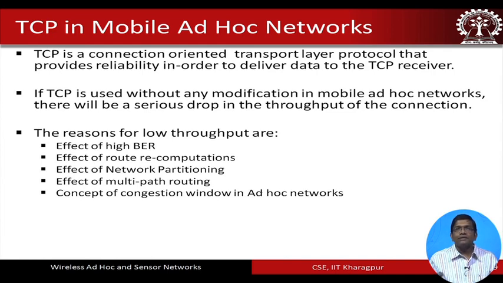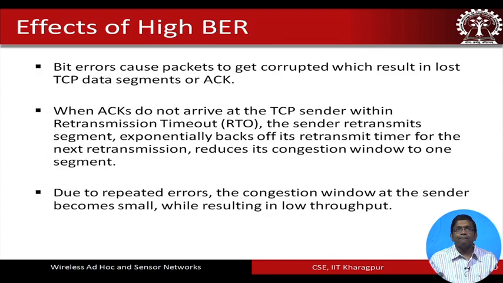One issue is what I already mentioned, but there are many other issues: effect of high bit error rate, effect of route recomputations, effect of network partitioning, effect of multipath routing, and so on. So, we are going to take up each one of them, and we are going to analyze why this becomes an issue when we want to run TCP on these networks. So, first we will look at the bit error rate.